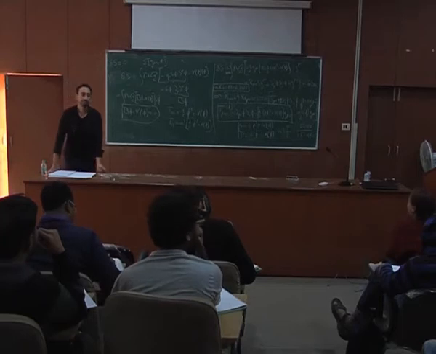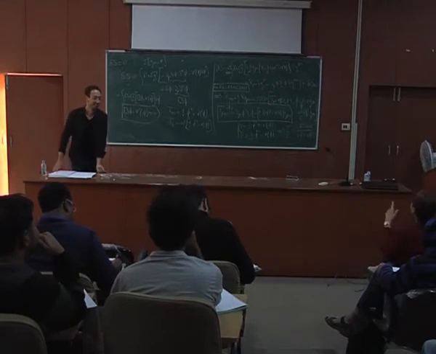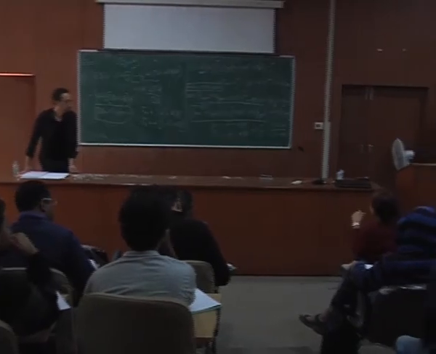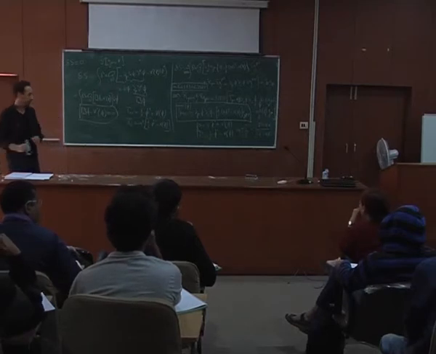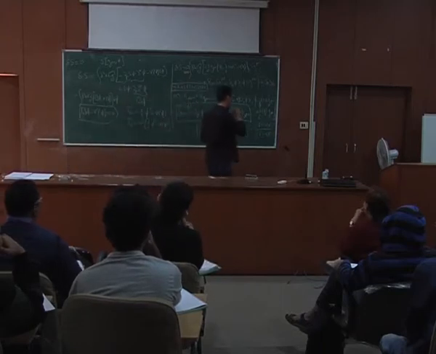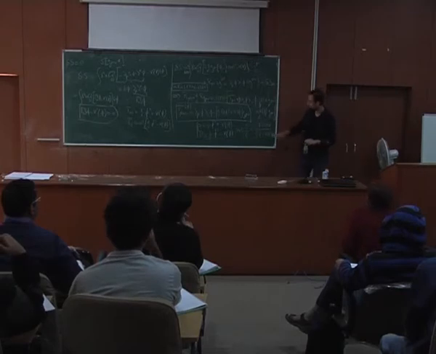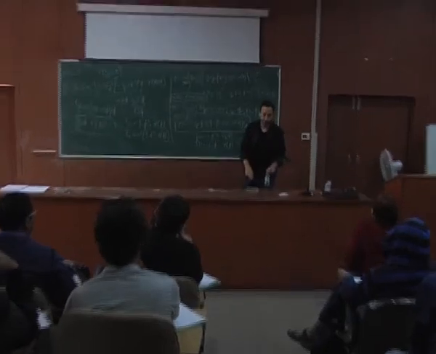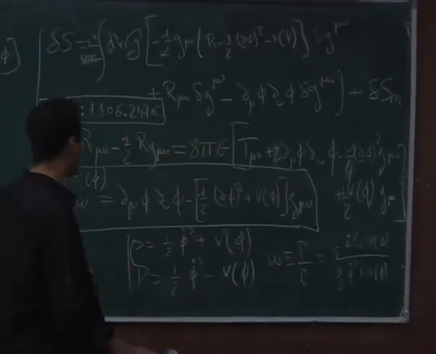Questions? Yes. Here, in P over rho, the dominant term is phi dot squared, no? No, it's not necessarily dominant. It depends a lot on the potential. Yes, that's right. It may cancel.